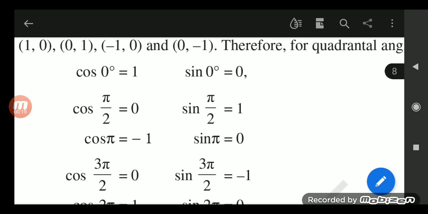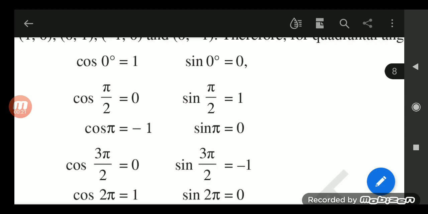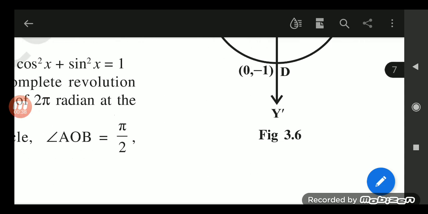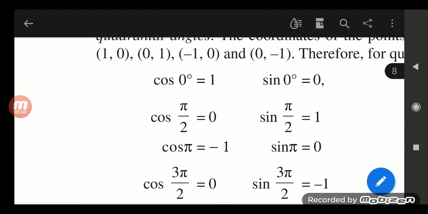Yeah, basically all of this, right? Cos 0 equals 1. Why is it? Because we just saw this yesterday, how this happens, right? It's base by hypotenuse. Base and hypotenuse both are 1. So cos pi by 2 will also be 1.